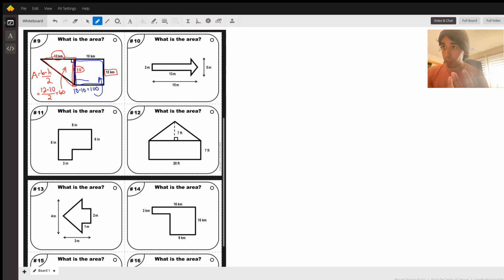Lastly, you got to add them together, right? So we found the square is 100 kilometers squared. The triangle is 60 kilometers squared. Add those together for your final answer, 160 kilometers squared.